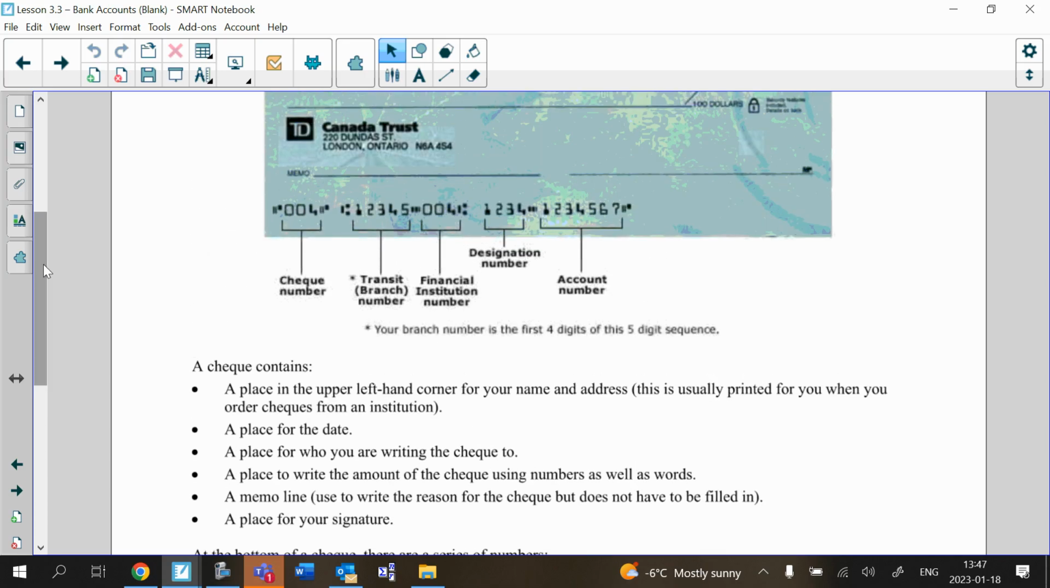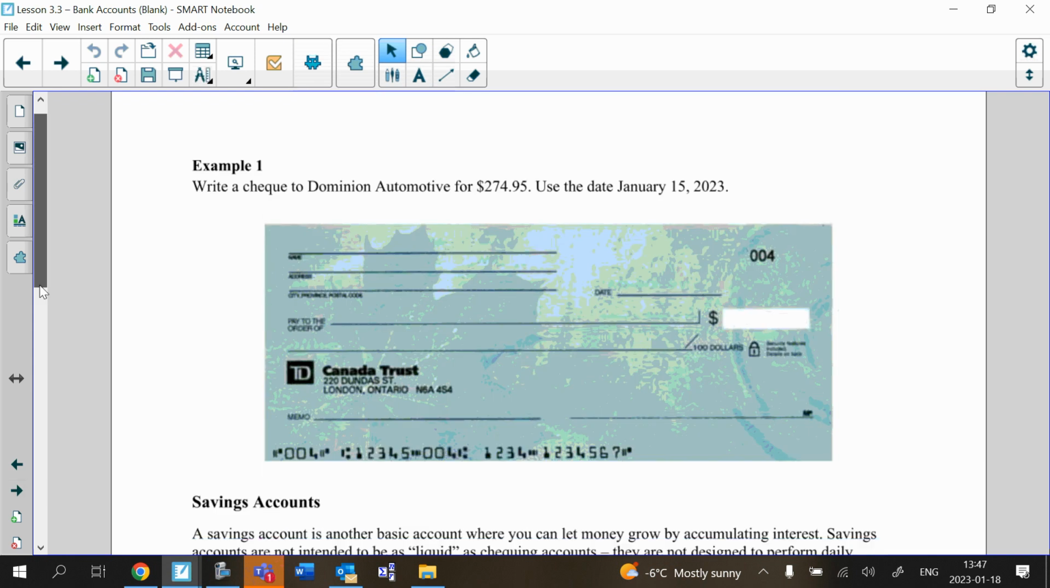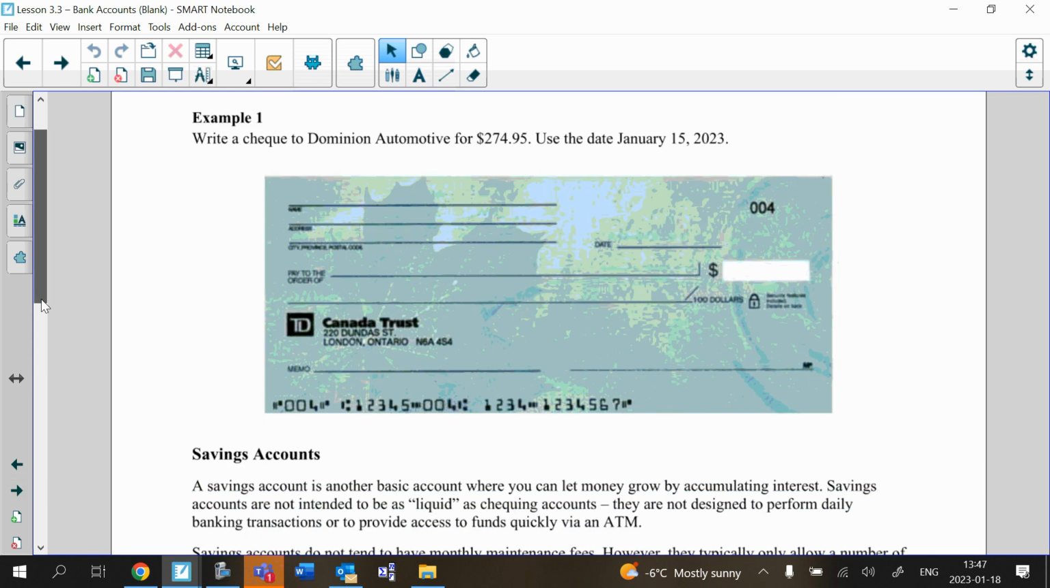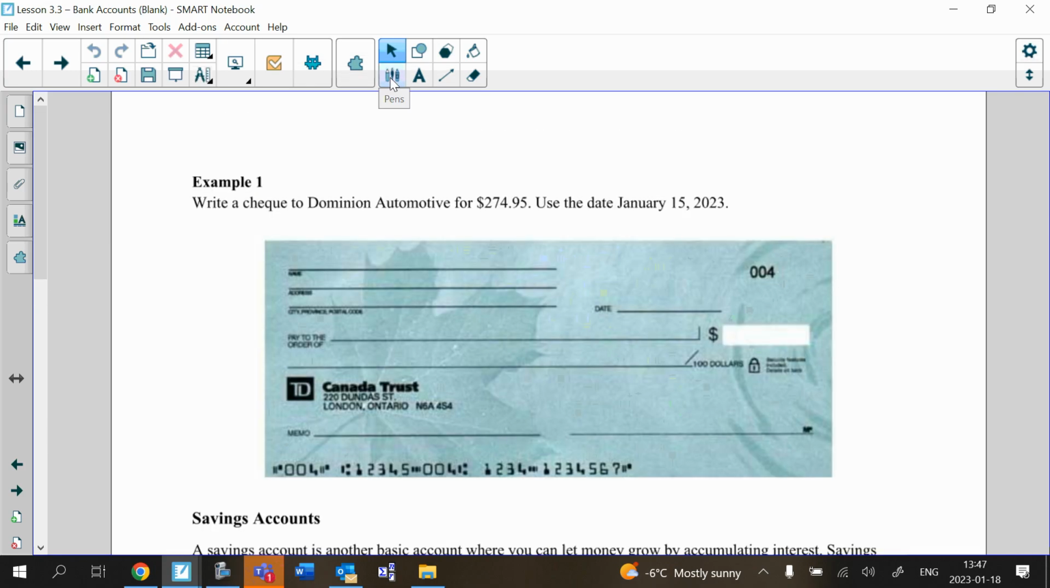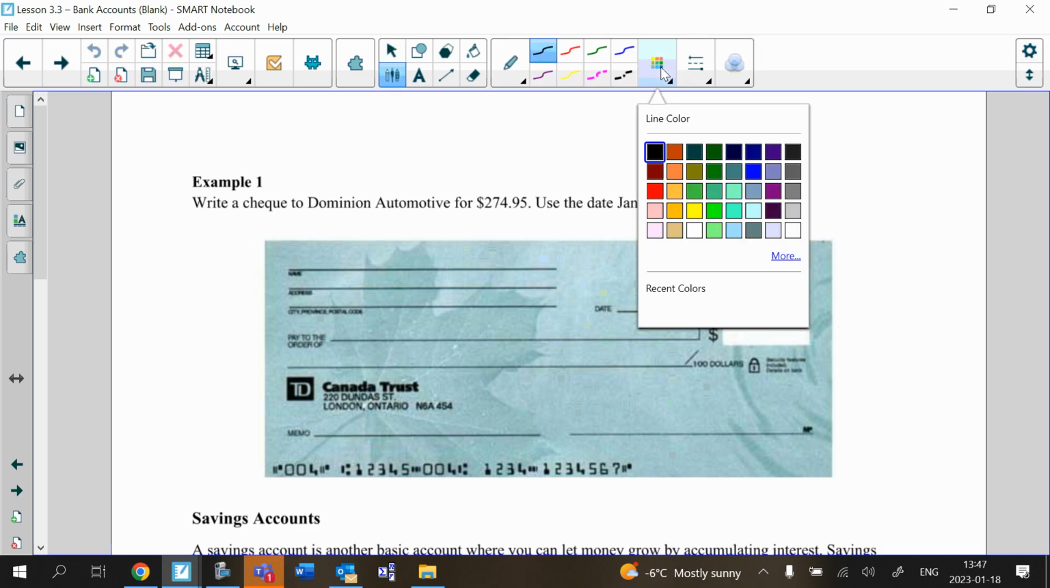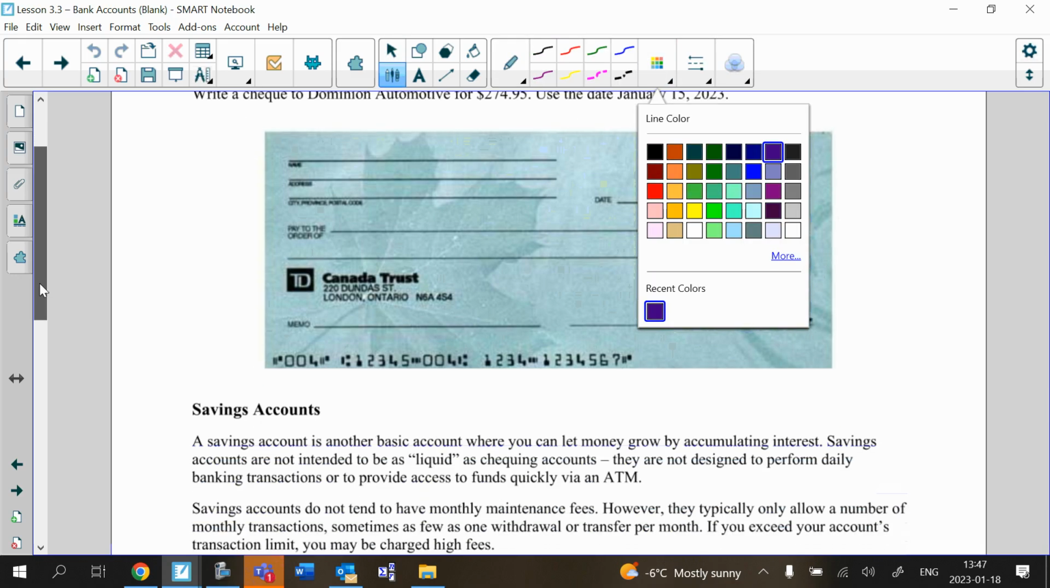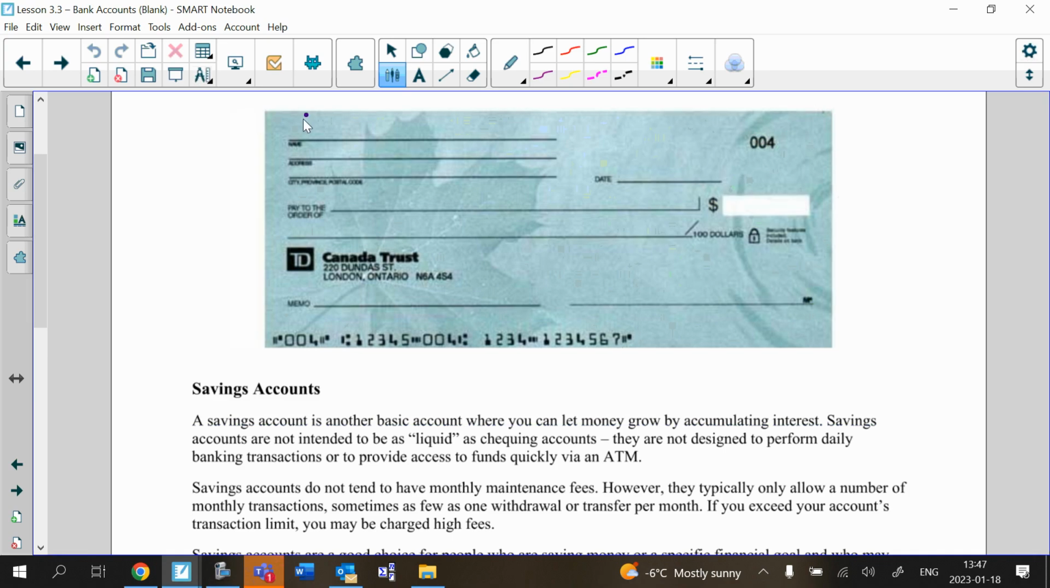So, pretty straightforward, but how do you write a check? Well, like I said, let's write a check. So I would put my information up here. You would put yours. I'll just put 123 Anywhere Street. Winnipeg, Manitoba. I'll just do shorthand, WPG, Manitoba, and then just toss in a postal code.